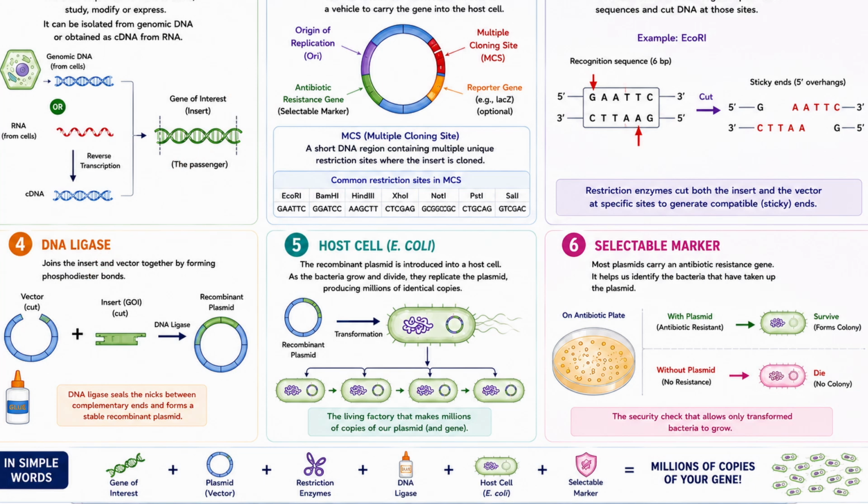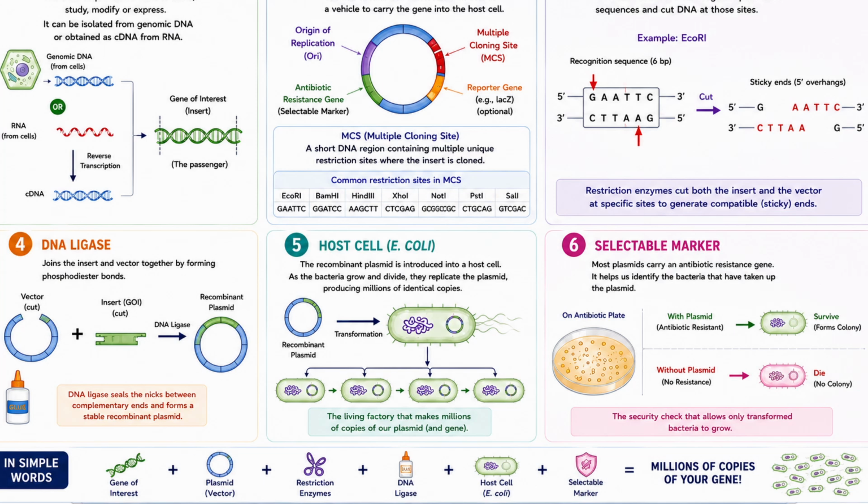Normally these bacteria are very sensitive to this antibiotic. So if the bacteria fail to receive the plasmid, they will die if plated on a medium containing that particular antibiotic. But if those bacteria carry your plasmid, they will be resistant to that antibiotic present in the plate where you have plated them. As a result, these bacteria survive and form colonies. The selectable marker helps us select the bacteria that have successfully taken up the plasmid.